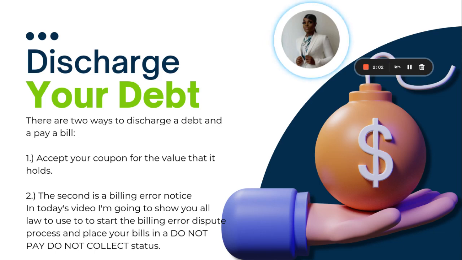As consumers, you all know that we incur the debt and we're supposed to defer it back to the United States. You are doing that by using your coupons. Well, how do you use your coupons? Here are the two ways that you're able to use your coupons, i.e., discharge your debt. Again, the first one is to accept that coupon for the value that it holds. And the second is by doing a billing error notice. So in today's video, I'm going to show you all the law that you will be using to start the billing error dispute process and to place your bills in that do not pay, do not collect status, right?